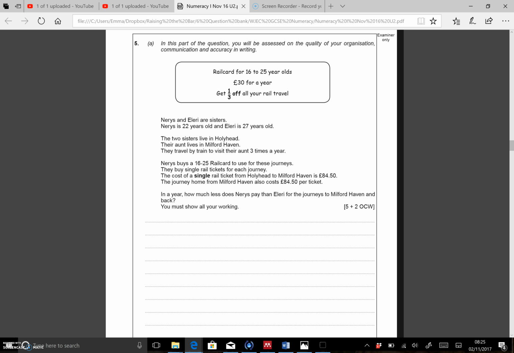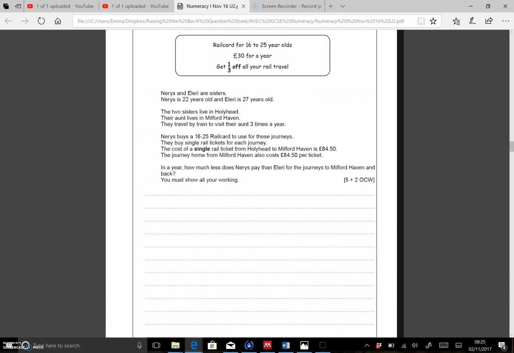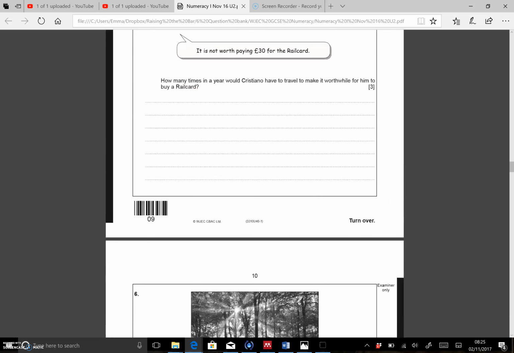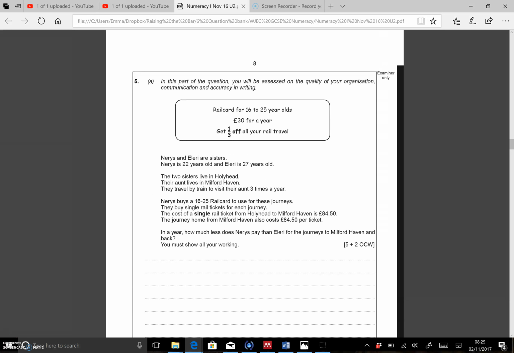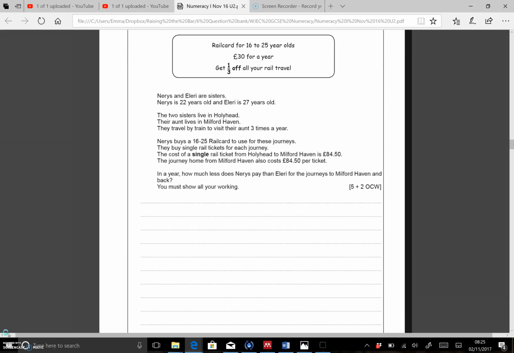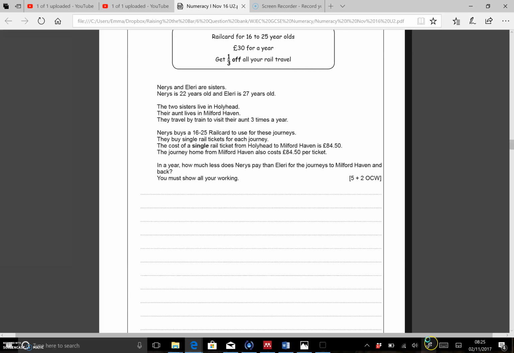It's a money problem question about a rail card. And it says that you've got these 2 sisters, and they go and visit their aunt. One has a rail card, one doesn't, and you've got to work out the difference in what they pay. So it's a 2-part question. There's part A and there's part B. We'll do part A first. So if we get the details there.